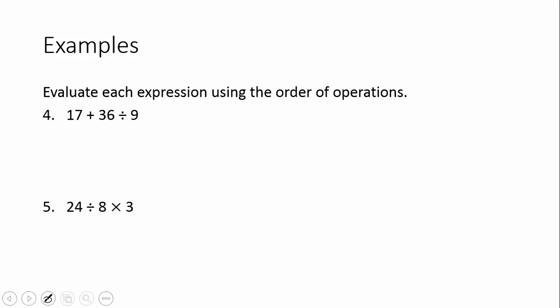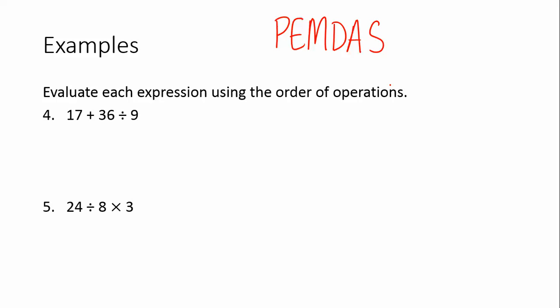So let's actually evaluate some expressions using the order of operations. Remember, PEMDAS, parentheses, exponents, multiplication, division, addition, subtraction. So number 4 is 17 plus 36 divided by 9. We have addition and division. You can see in PEMDAS we do the division first. So I'm going to rewrite the 17 and bring down the plus sign, and I need to evaluate 36 divided by 9, which is 4. And now I can add 17 plus 4 and get 21.